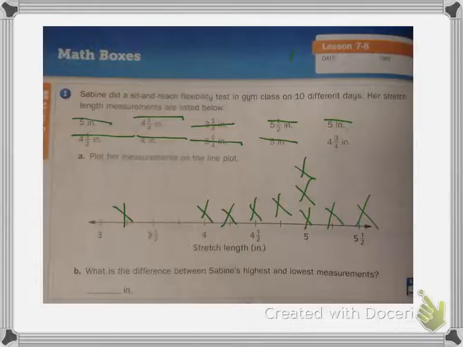What is the difference between Sabine's highest and lowest measurements? Her highest is 5 and a half, and her lowest is 3 and 1/4. So in order to subtract them, I have to find the same denominator. So 1/2 is equal to 2/4. So I have 2/4 minus 1/4, which is 1/4. 5 minus 3 is 2. So the answer is 2 and 1/4 inches.